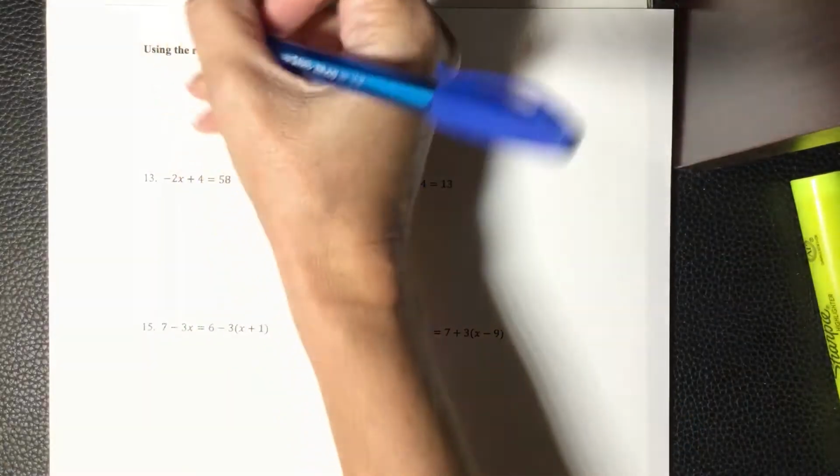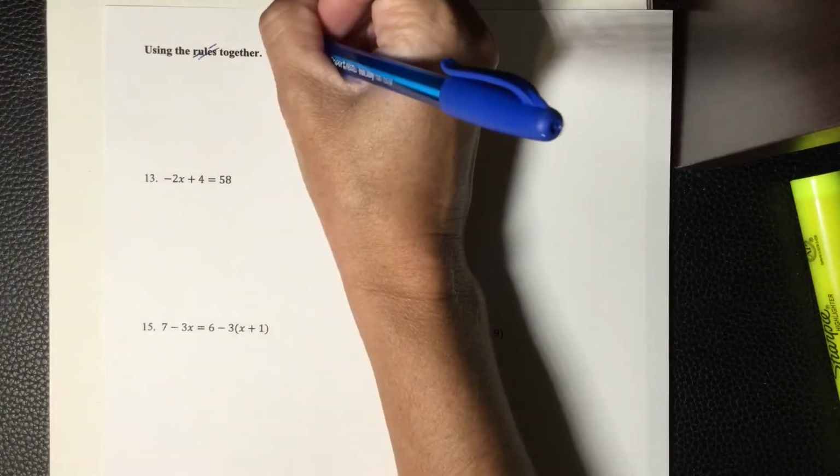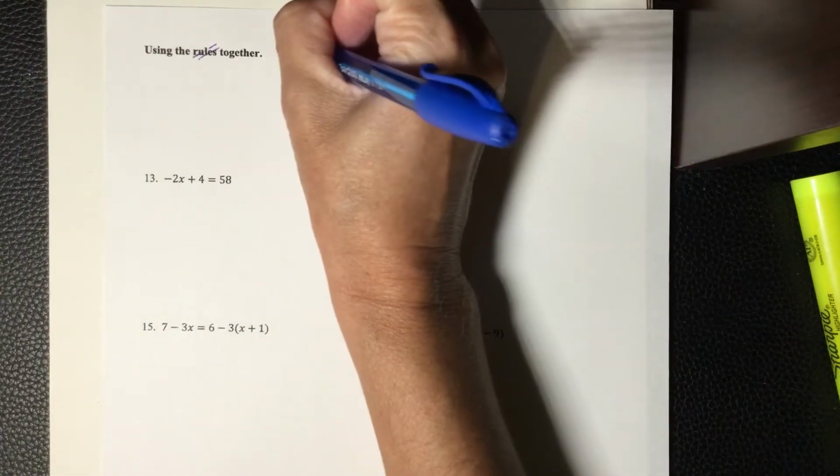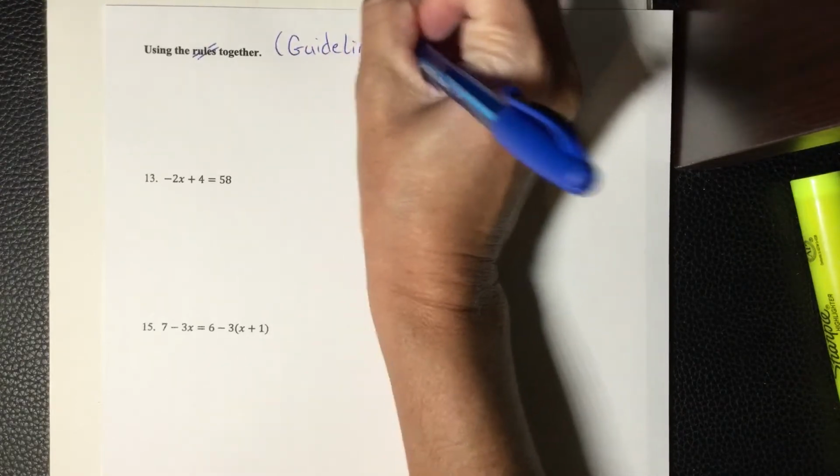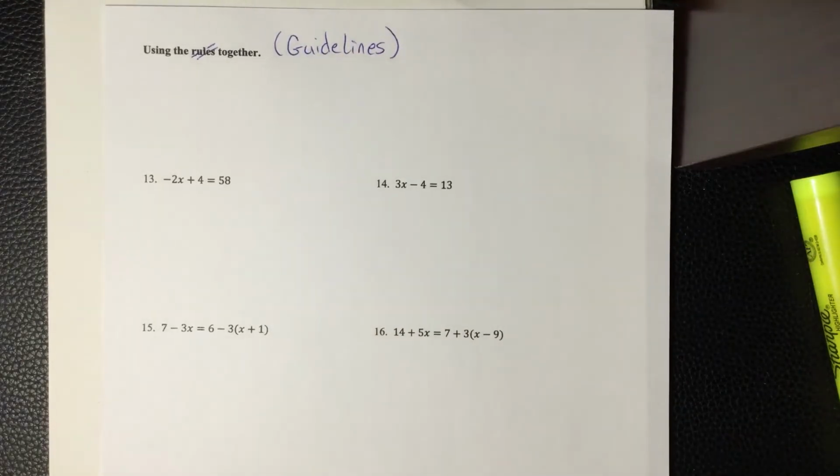They're not really rules because you don't have to follow these in exactly the order that they're given. So we're going to call these guidelines. The only rule is that equal actions principle. If you do something to one side of the equation, you have to do the same thing to the other. But it's more efficient sometimes to follow these steps.